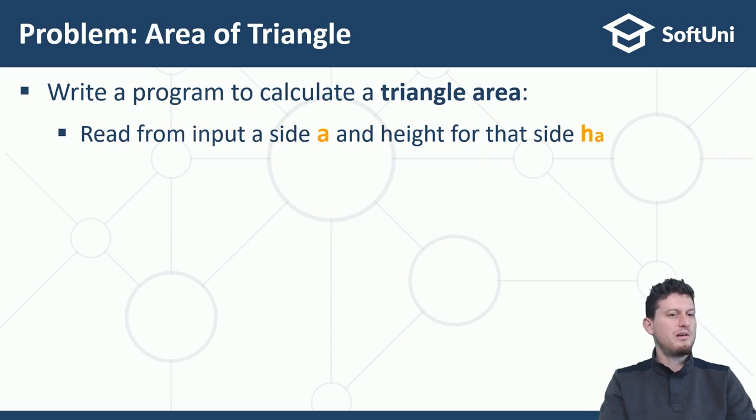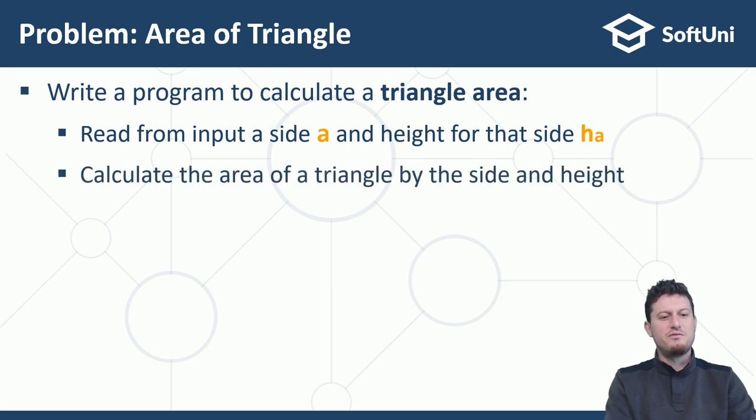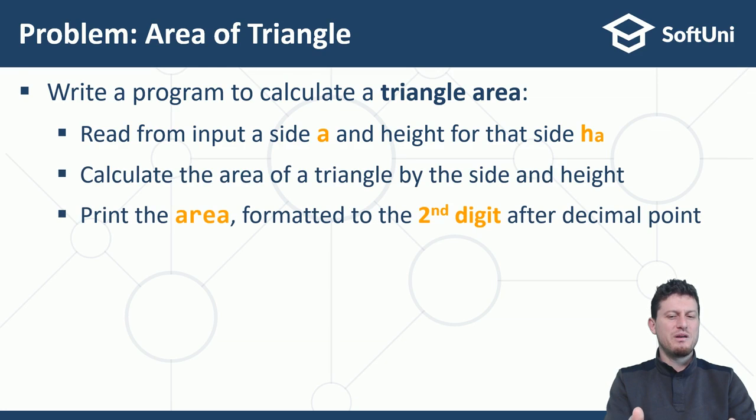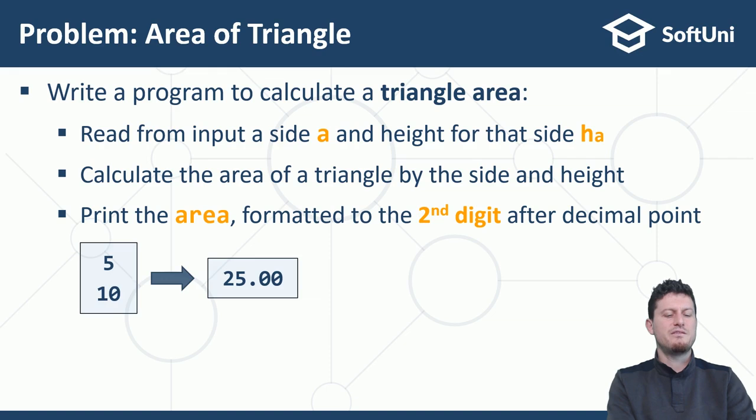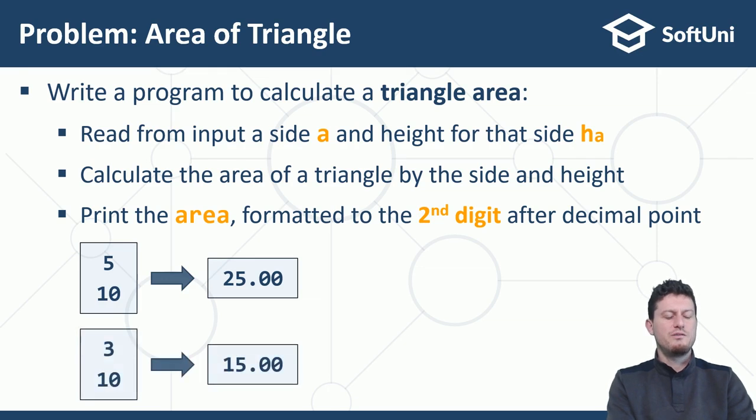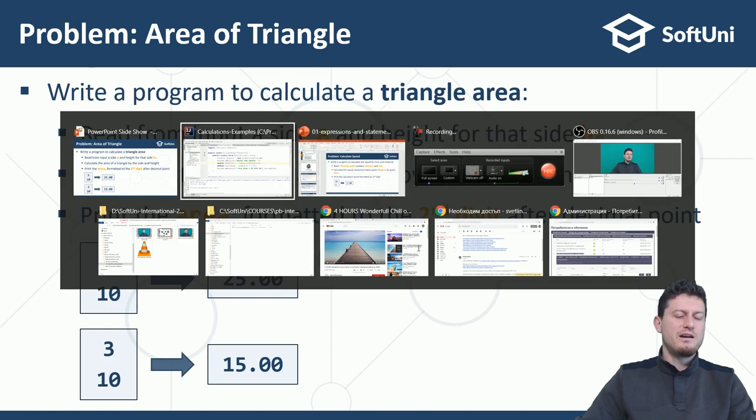The next problem is called area of triangle. It's about calculating the triangle area by given side A and the height for that side called HA. So we have side and height. If we remember the formula for triangle area from school, we can calculate the area just by multiplying the side by height and dividing by 2. We need the area formatted to the second digit after the decimal point. If we have 5 by 10, it's 25.00. If we have 3 by 10, it's 15.00. So area of triangle.